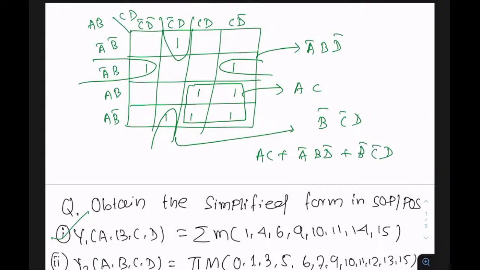Let me know how many PI are there and how many EPI are there in this case.